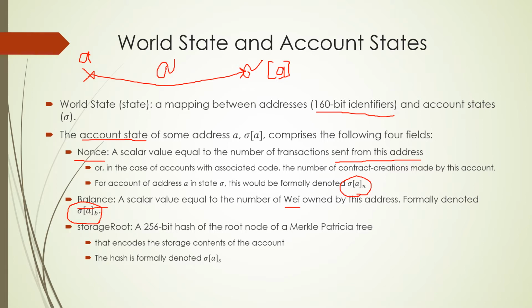So sigma A is the account state. If you add a subscript n, it becomes the nonce. If you add a subscript b, it becomes the balance. Then storage is another element in the account state, which is a 256-bit hash of the root node of a Merkle tree. It's a special Merkle tree called Merkle Patricia tree that encodes the whole storage contents of the account, and it is denoted this way. The sigma A sub s is the storage root.